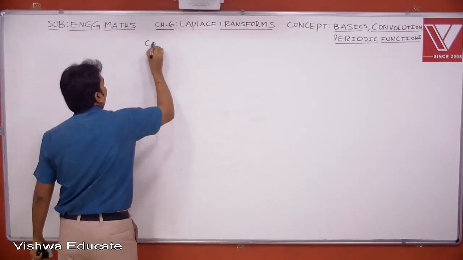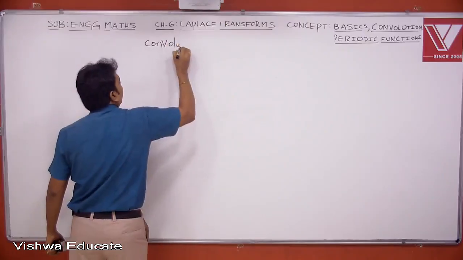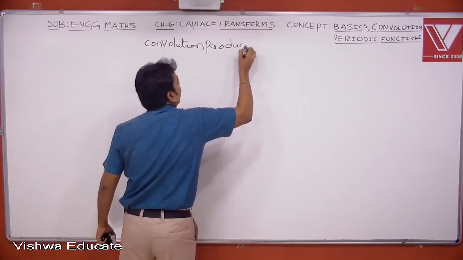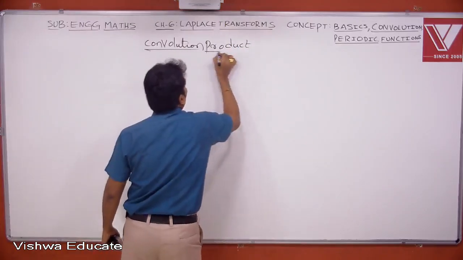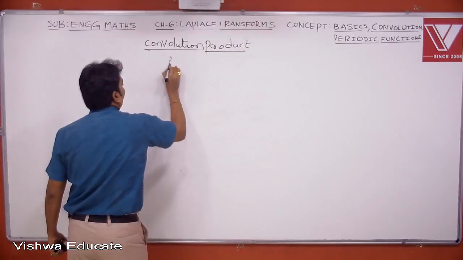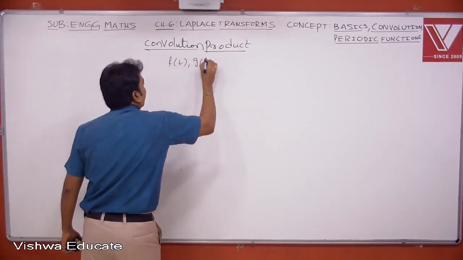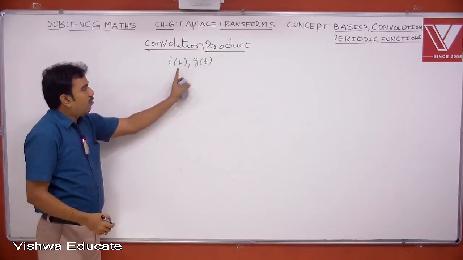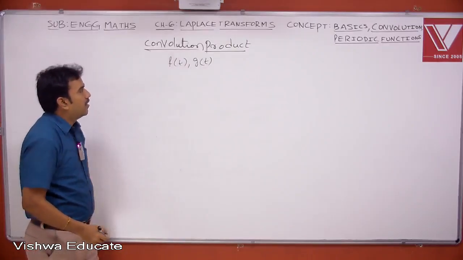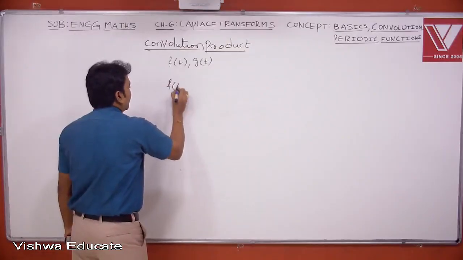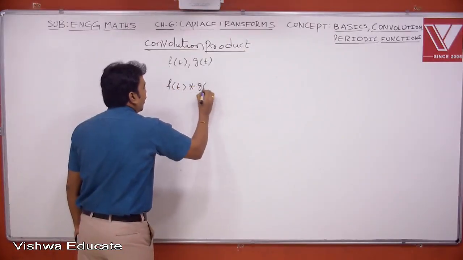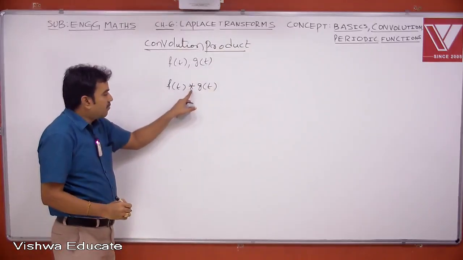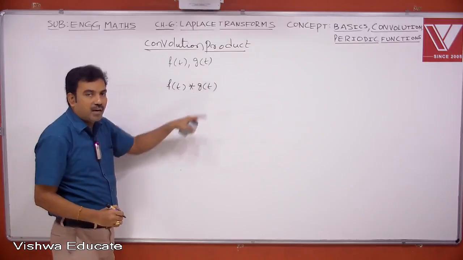Next we discuss the convolution product. Suppose we have two functions f of t, g of t in the variable t. Here t is a time variable. Now let us see the convolution product of these two functions, denoted by f of t star g of t. So this is not a normal multiplication. This is nothing but the convolution product of f of t and g of t.